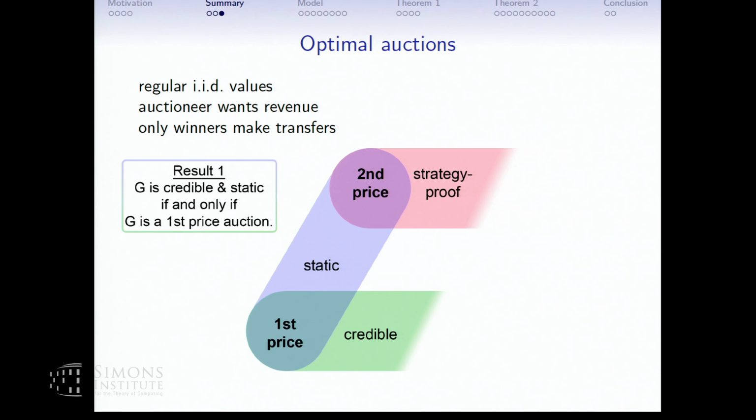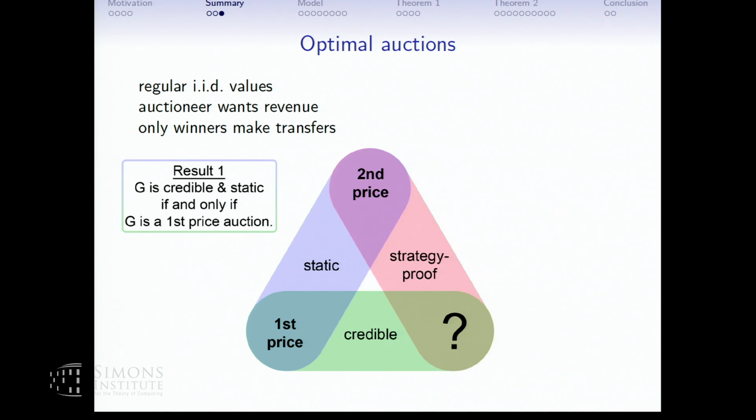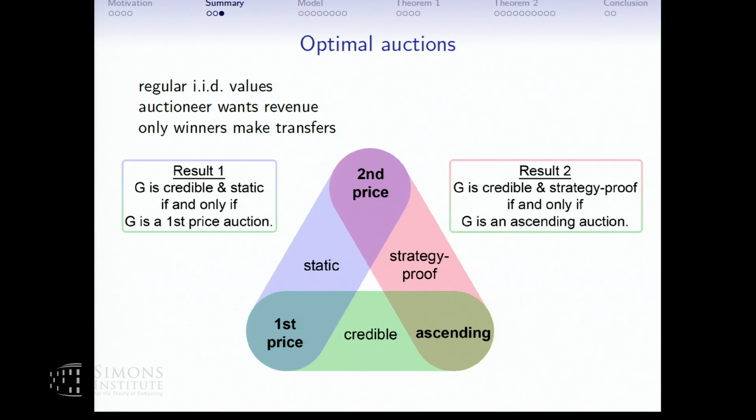Now that immediately tells you that we face a choice, right? We'd like to have these two properties, and in a static auction, we can't have them both at once. So a very natural question is, if we permitted the auctioneer to adopt more complicated communication protocols, to in principle convey information to the bidders at the point where they're called to play, and to ask bidders for information gradually, is it possible to get both of these properties at once? And it turns out that there is, and there's in fact essentially only one way to do so. So the second result is that an auction is credible and strategy-proof if and only if it's an ascending auction.